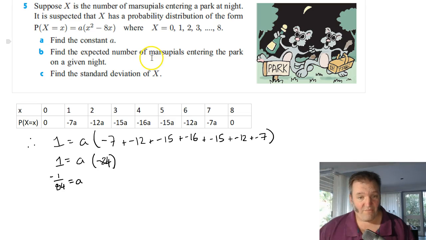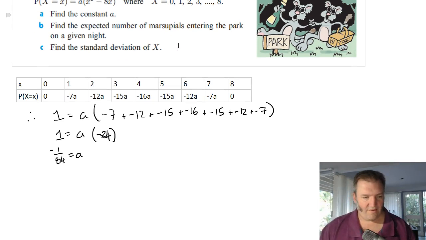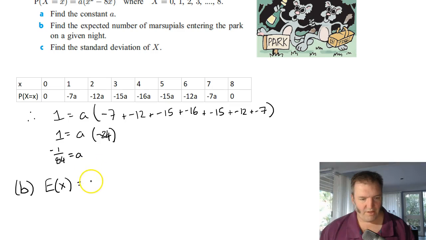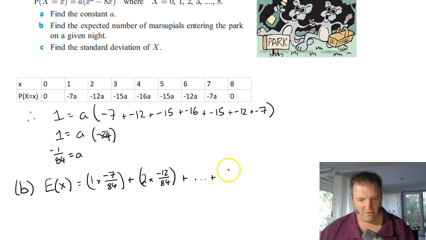Find the expected number of marsupials entering the park on a given night. So to do part B here, get my pen back. The expected number, remember, is just each outcome multiplied by its probability. So it's 1 multiplied by negative 7 on 84, plus 2 multiplied by negative 12 on 84. Yes, I know some of these simplify, but let's just keep it going for now. That's going to continue all the way up to 7 multiplied by negative 7 over 84.